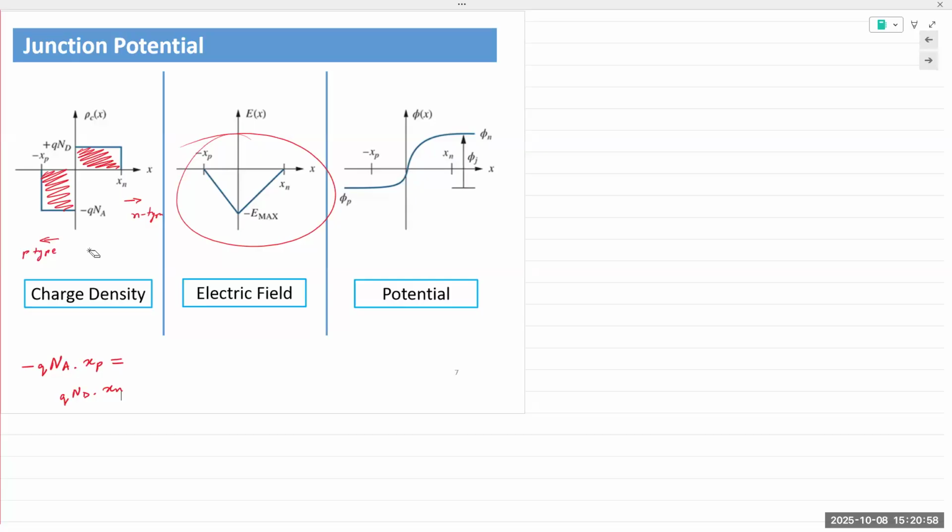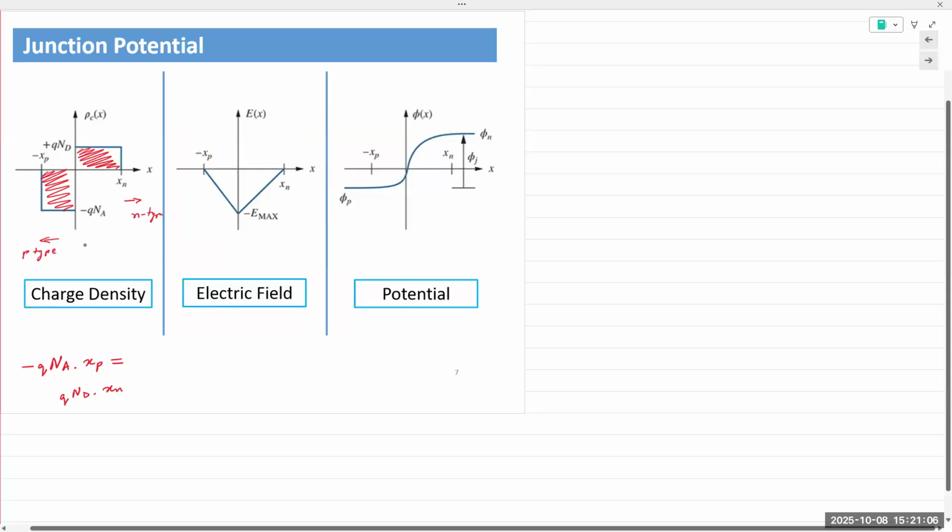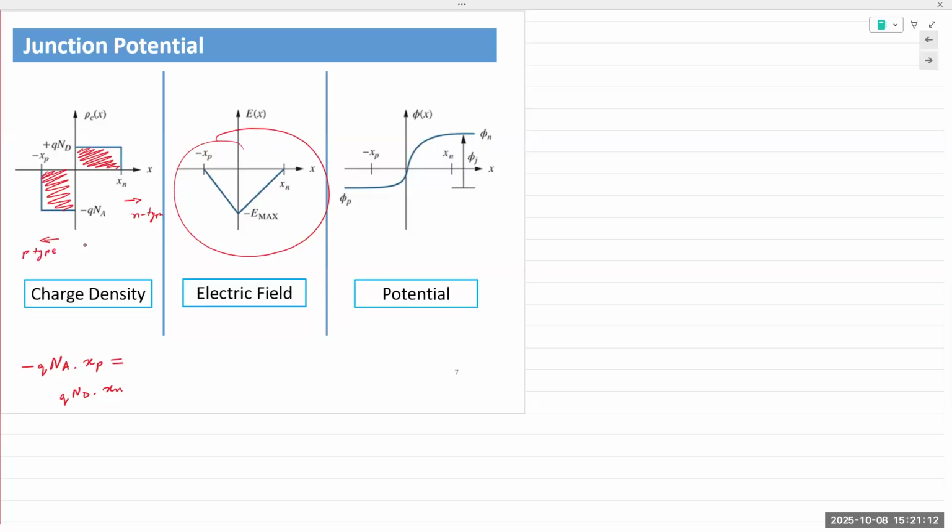So the charge density remains the same on both sides of the junction. We integrate the charge density, and we can obtain an expression for the electric field. The maximum charge is at the junction, because as it goes away from the junction, it's going to go to 0. Okay.